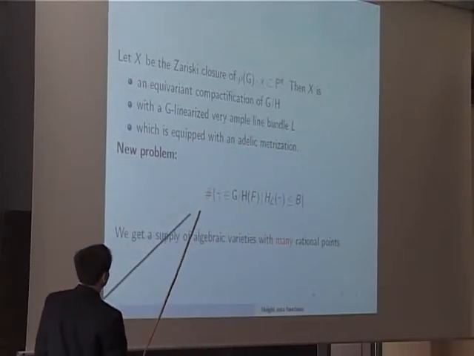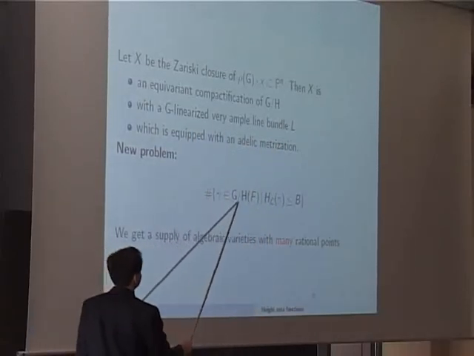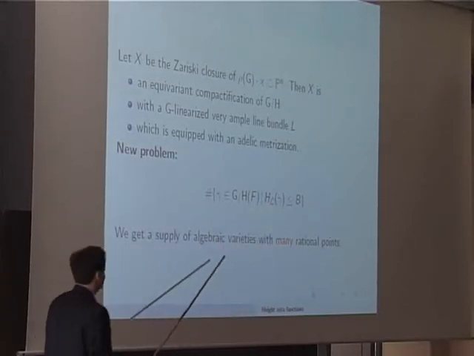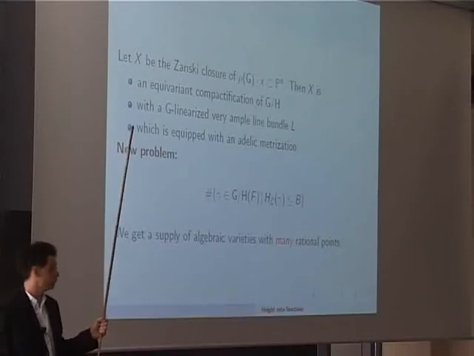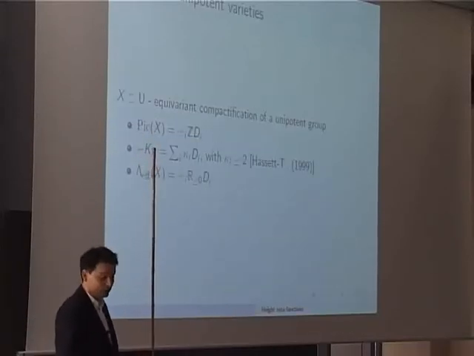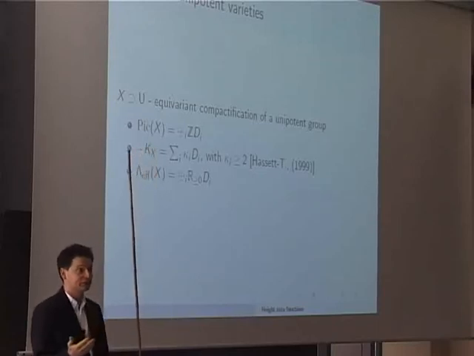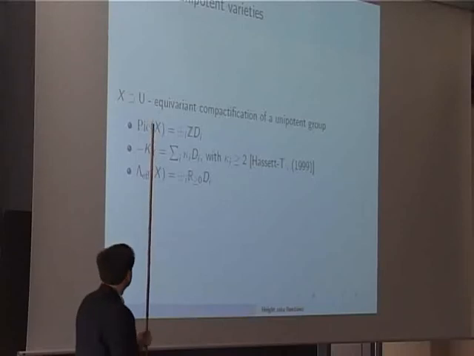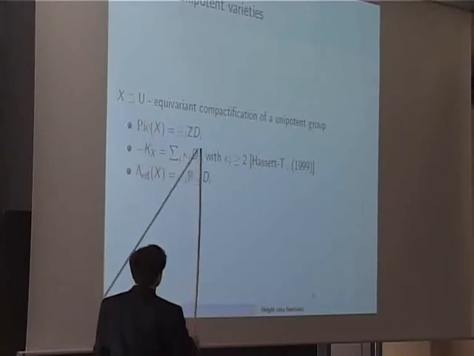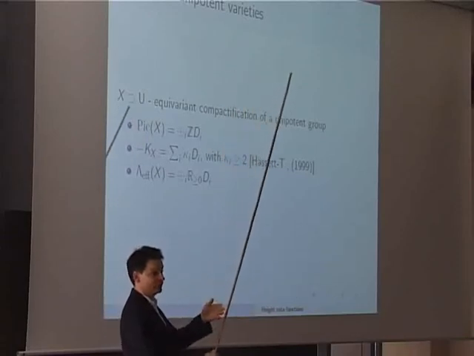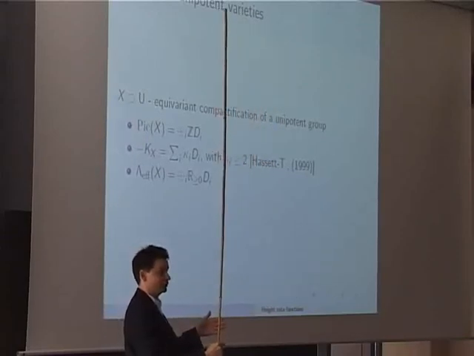So here is our problem. Let's look at points in G mod H of F with height less than or equal to B. So that will be a big source of examples, varieties with many points. Unipotent varieties, compactifications of, say, additive groups or Heisenberg groups or upper triangular groups. So there is a way to compute the Picard group using the group action. Take any divisor, push it to the boundary. It becomes equivalent to a sum of boundary components.